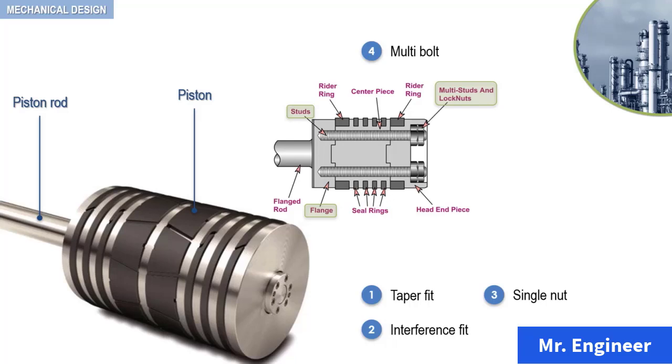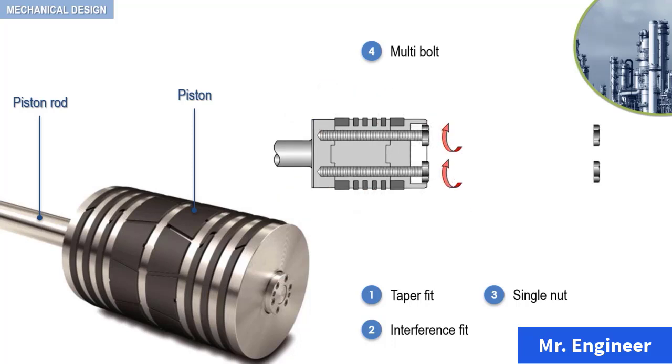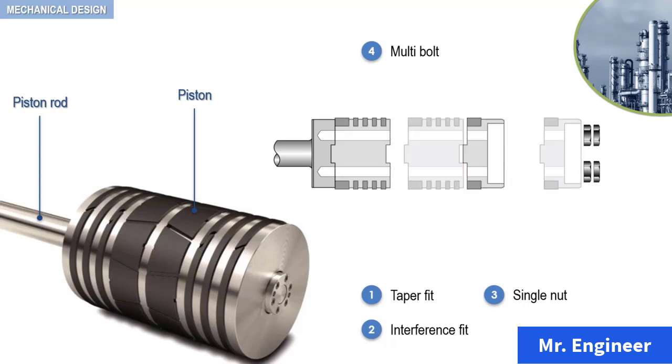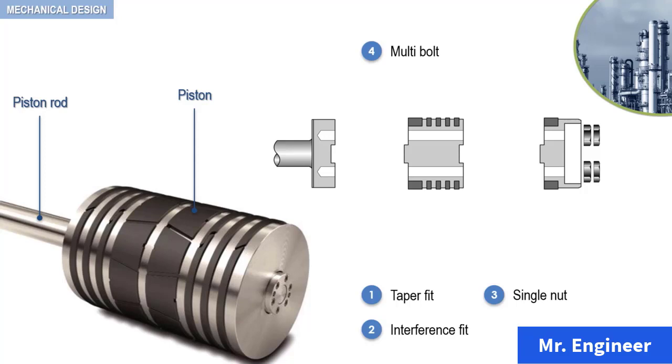Let's now dismantle this assembly. First, the two nuts are unscrewed in the clockwise direction. Then the two studs are unscrewed and removed. Once this is done, the head piece and the centerpiece of the piston can be disassembled and removed as depicted here.